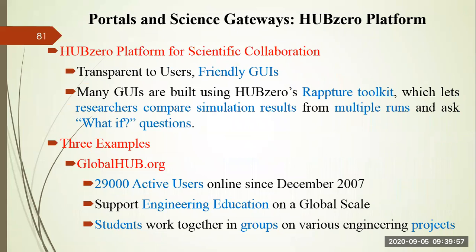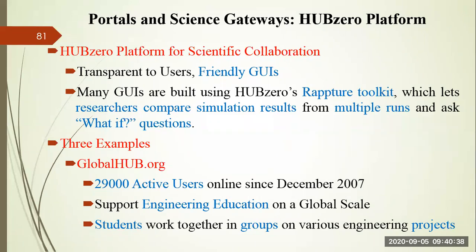The main purpose of this HubZero platform is to provide transparency to the user. Everything is completely transparent to the user. Users can use friendly graphical user interfaces to do the work. Many GUIs are built using HubZero's Rappture toolkit. When to use the Rappture toolkit, I will tell you. HubZero also provides the Rappture toolkit. So whenever the GUI is not there, for example you don't have any graphical user interface, you can take the help of the Rappture toolkit to build the graphical user interface.